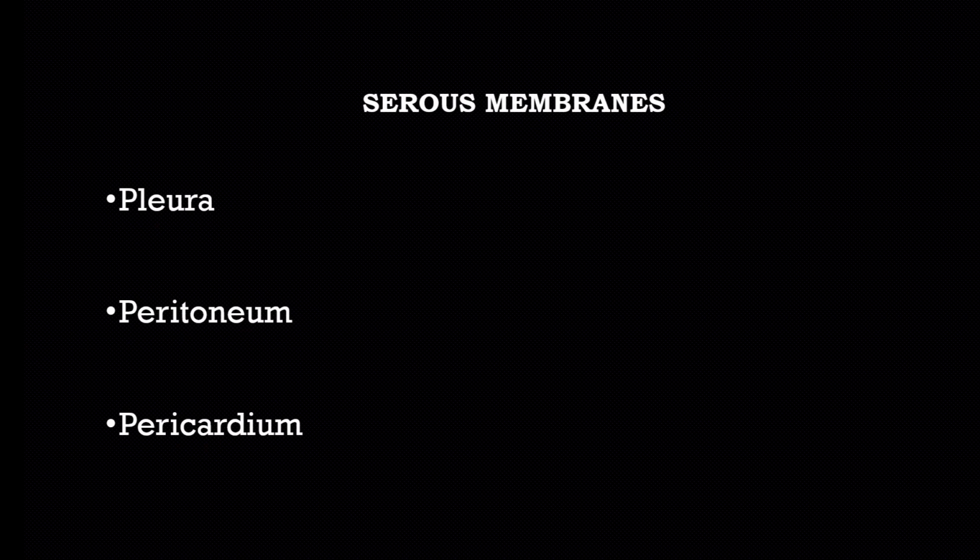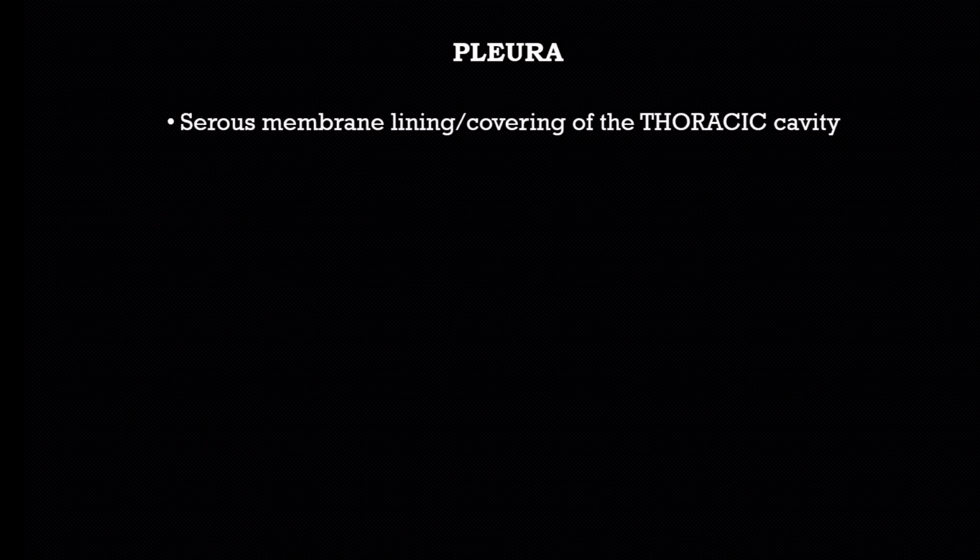So pleura is a serous membrane. It's one of the three serous membranes that we have in the body. 1, 2, 3. Pleura, peritoneum, and pericardium. We're going to focus in this video on the pleura. So pleura is the serous membrane that lines the thoracic cavity.